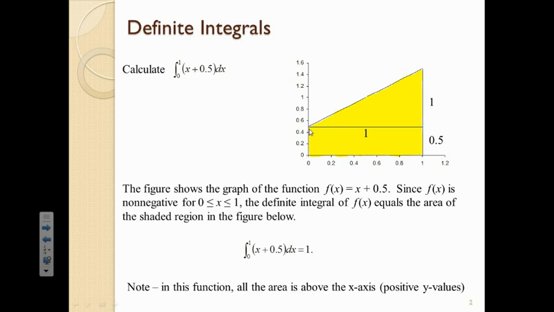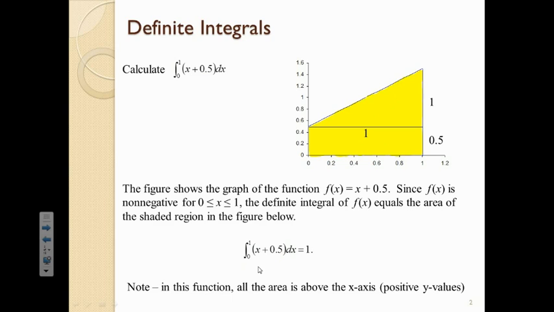And the area of a triangle is 1/2 times the base times the altitude. Well, the base and the altitude are both 1 in this case, so 1/2 times 1 times 1 is 1/2. So the 1/2 area from the rectangle plus the 1/2 area from the triangle equals 1.